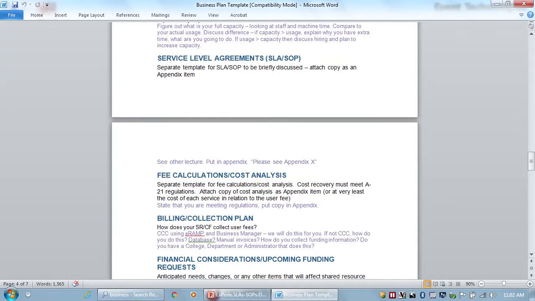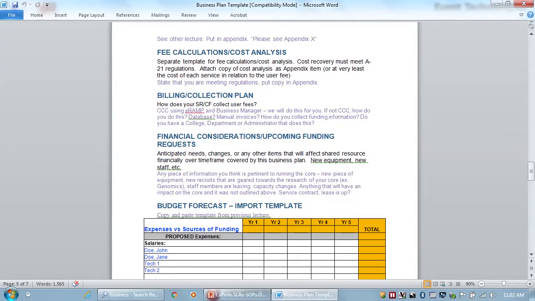And then service level agreements. If you have them, you'll put them in your business plan. We're just going to skip over that because Chris is going to go over that here in just a couple minutes. And then you'll do your fee cost calculation. And this will be done, and you'll put this in the appendix, so it'll be done outside the business plan, but you'll reference it here in the business plan.